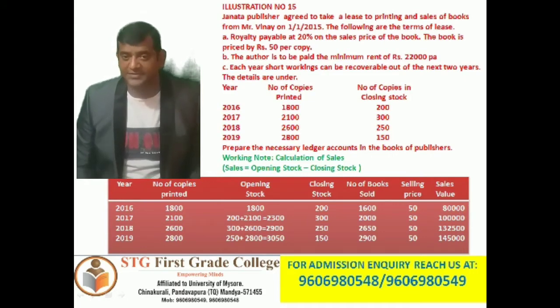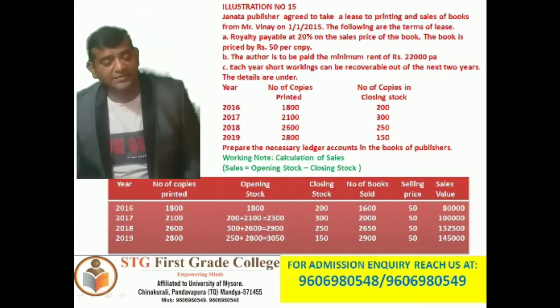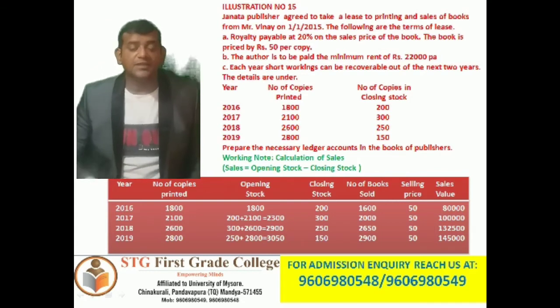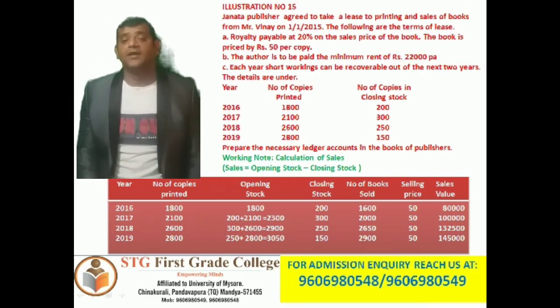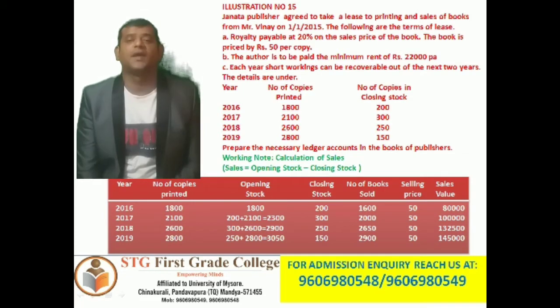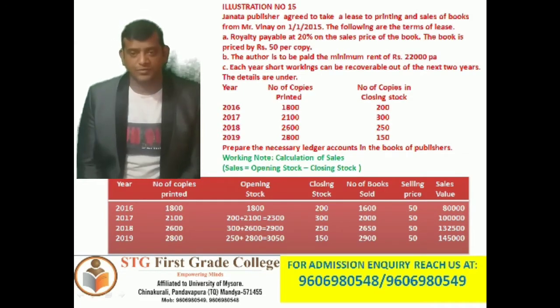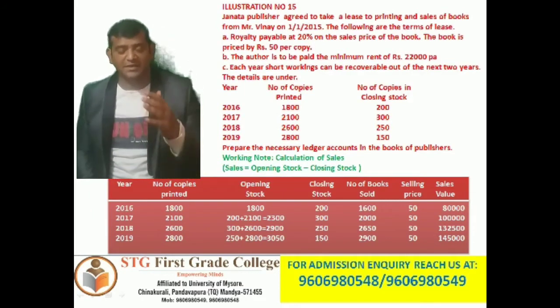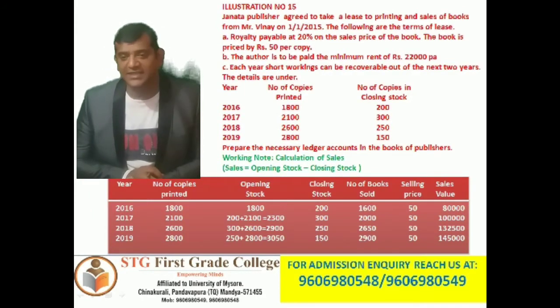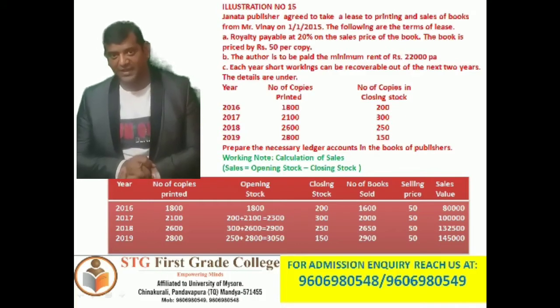So try to understand, opening stock minus closing stock is the sales. So 1,800 minus 200, the number of books sold is 1,600 books. So the selling price is 50 rupees. So 1,600 into 50, 80,000 rupees is the sales value.